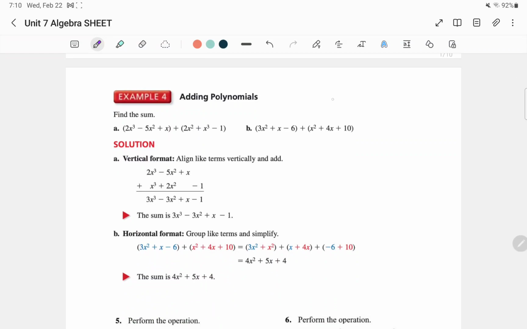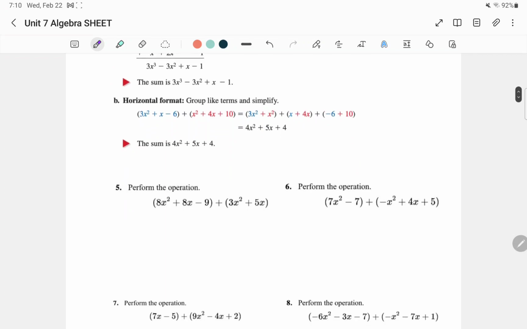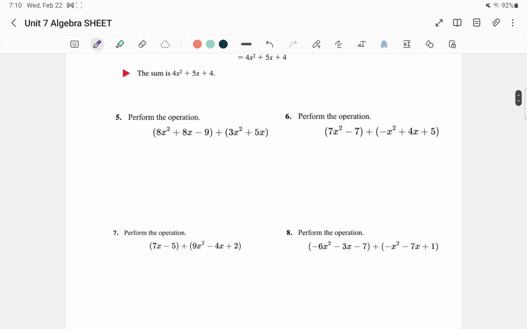So to add polynomials, what we're going to do is basically combine like terms. That's all we're going to do. Combine like terms. So you can look at that example up there from the textbook, but I'm going to go ahead and do 5. So if I'm adding, again, I'm just going to combine like terms. So let's start with our 8x squared. My like term with that would be that 3x squared. So 8x squared plus 3x squared gives me 11x squared.